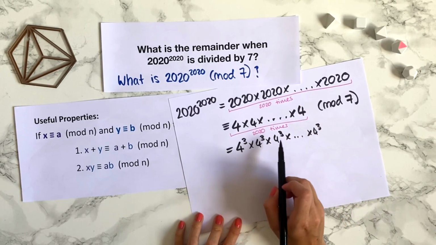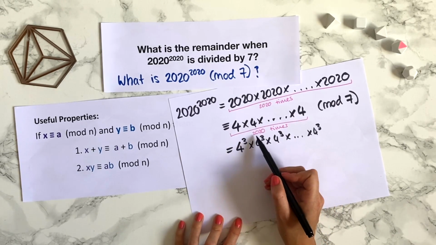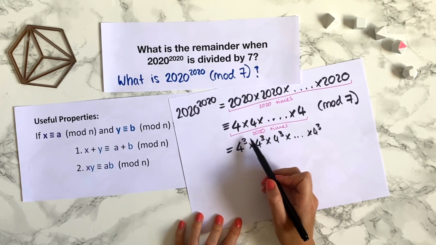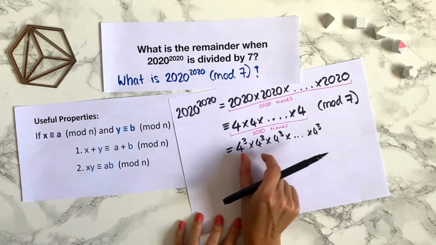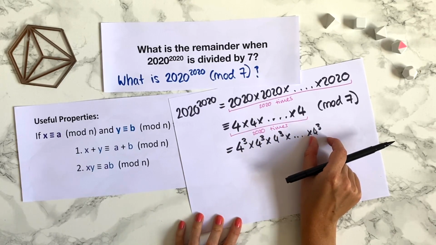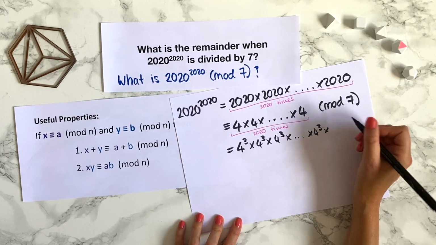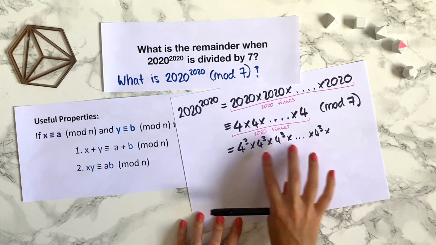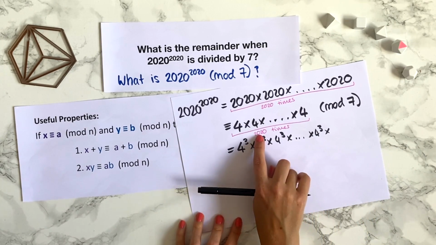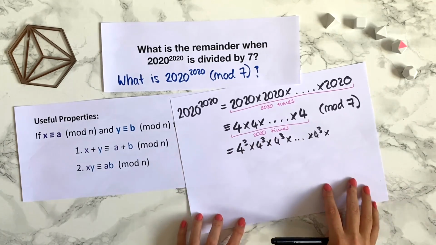But we have to be careful because there are 2,020 4s here, and 2,020 is not divisible by 3. So we can't write this product consisting only of 4 cubes. We need to add a times by 4 or 4 squared at the end to make it reach 2,020 lots of 4. So I need to do a bit of working. I actually need to find what 2,020 is modulo 3.